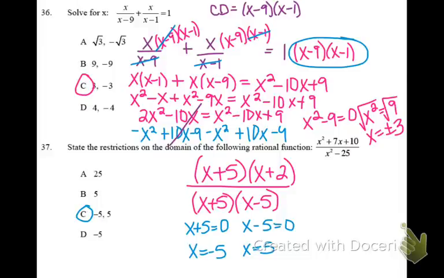My recording just stopped, so I don't remember exactly where I left off talking, but what I was trying to say was be careful when you start canceling things out, because this right here, even though it cancels, still creates a restriction on the domain, so you don't necessarily want to cancel anything out when you're looking at just the restrictions. If this was asking for any holes or asymptotes, then you would start to cancel things out, but since it's just the restrictions, don't cancel anything out.